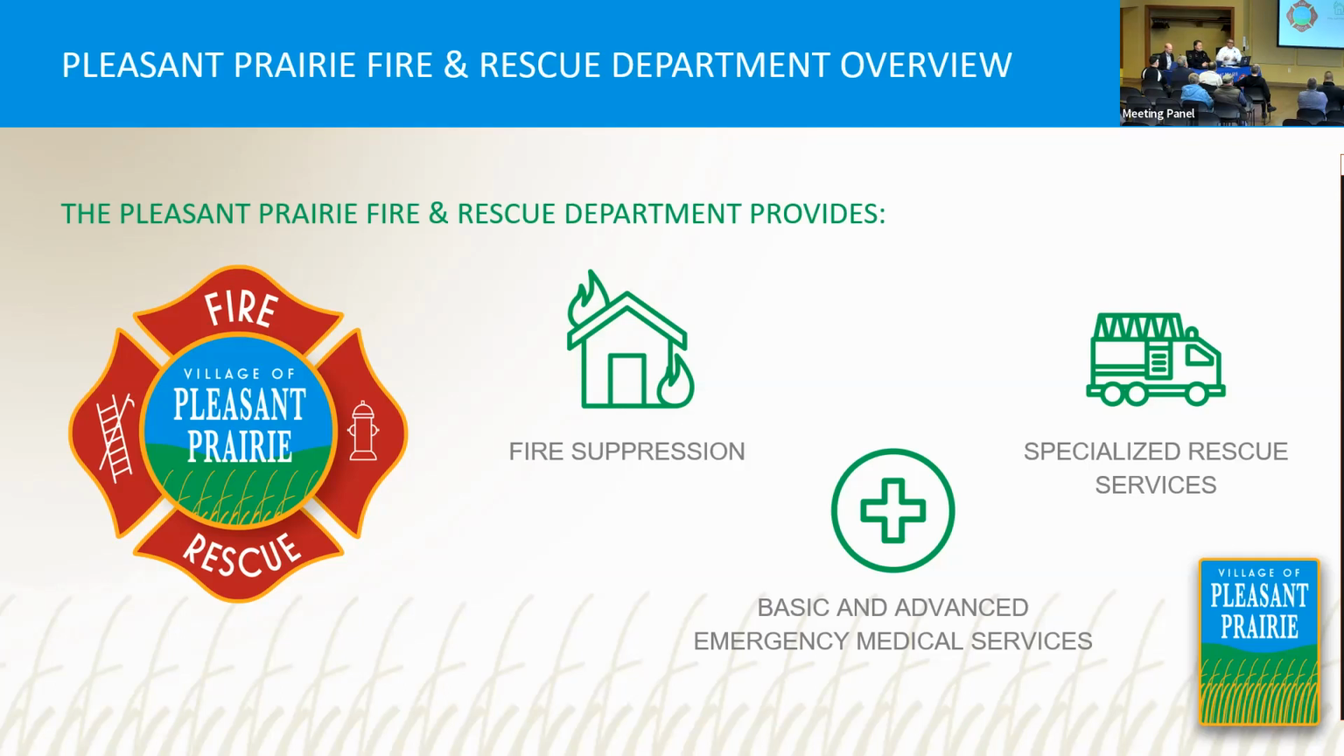All right, so just a background on the fire and rescue department. As typical, the fire and rescue department provides fire suppression, basic and advanced emergency medical services, EMS, and specialized rescue services to the almost 23,000 residents and 494 businesses of the village of Pleasant Prairie. It's also important to note that over the past couple decades, the service call demand has forced the need to migrate from a paid-on-call volunteer service to a full-time service.